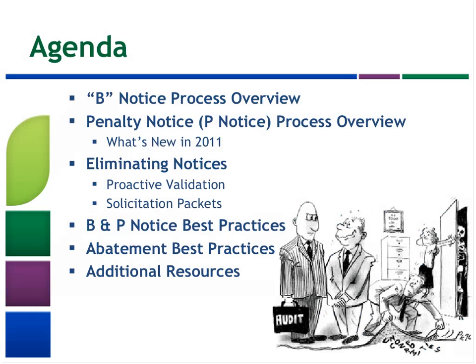So, our agenda for today. First, we're going to go over a B-Notice process overview, cover the what is it, why does it happen. Then we're going to talk about the P-Notice overview, that process, some of the things that were new in 2011, eliminating notices, what you can do proactively, things like solicitation packets for when you have notices, B and P notice best practices. We're going to talk about the abatement practice. So if you do have them and you've got the P notice, how do you abate such penalties? And then some additional resources that are available to you to be able to manage this process more efficiently. As you see throughout the presentation, we'll have clever and funny cartoons.